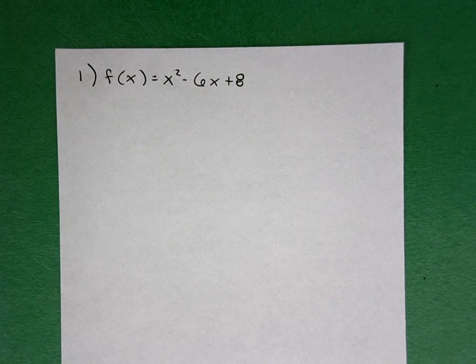Hi there. We looked today in class at increasing and decreasing intervals and how to determine on what intervals my function is increasing or decreasing. So I selected two problems to demonstrate this. The first one is number 1, which says f of x equals x squared minus 6x plus 8.